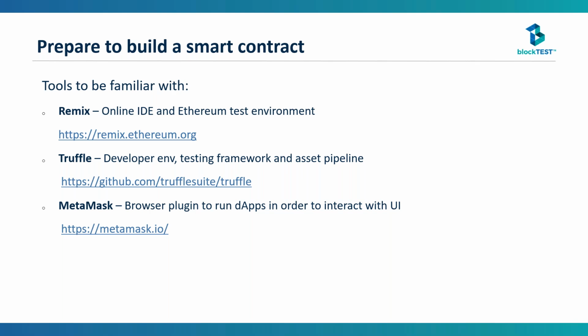Next, Truffle. Truffle is a JavaScript-based developer environment that has a testing framework and an asset pipeline built with it. This is especially useful if you want to do some testing, and we have certain components of the UI that interact with our smart contract. Finally, MetaMask. This is a simple browser plugin that is used to run dApps, so it can be used to simulate how a smart contract and a UI work and see that behavior on the browser.